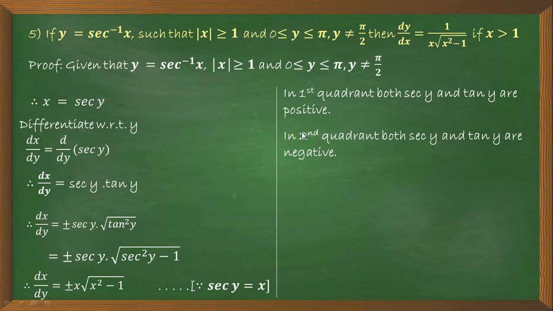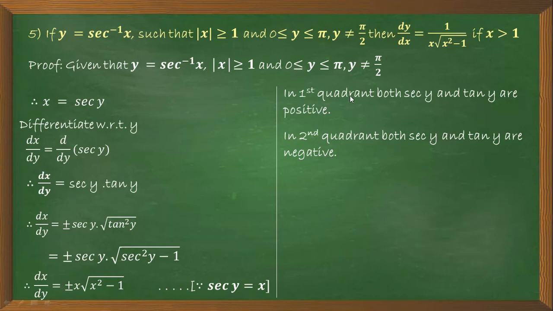Now think about second quadrant. In second quadrant, sec y and tan y both are negative. Sec y is the reciprocal of cos y, and cos y is negative, so sec y is negative. Similarly, tan y is also negative.